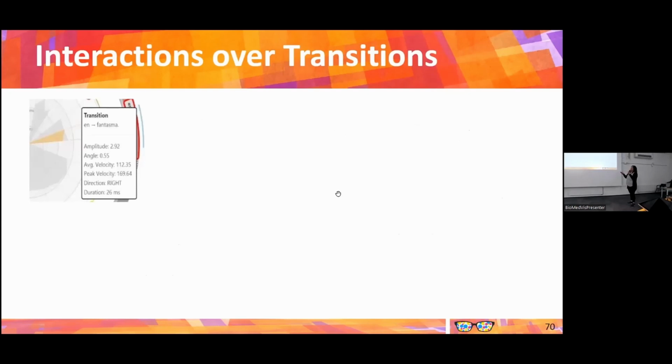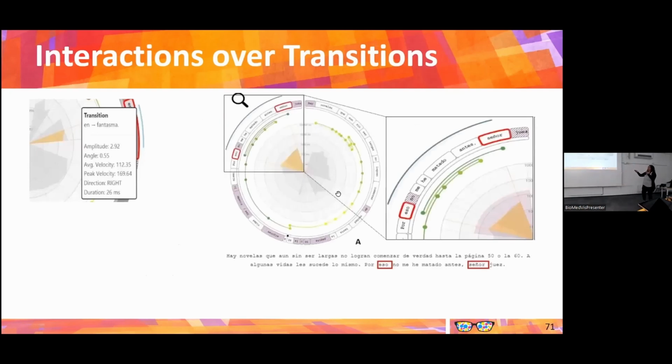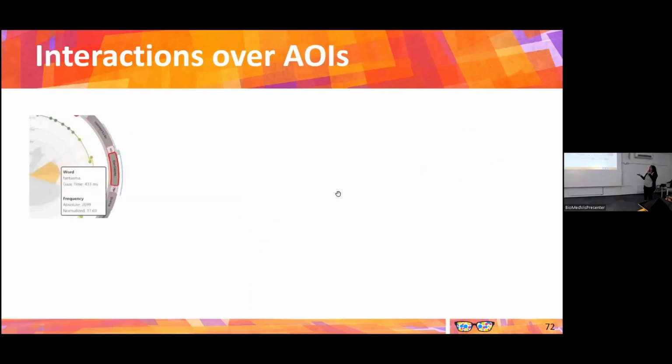If you put the mouse over the transition, you will see information about the transition. In this case, this transition goes from the word end to the word phantasma. End is in, phantasma is ghost. It doesn't matter. And if you click on a particular transition, you will get information about the words associated with this transition and also the time spent on these words regarding this transition. And also it will be highlighted in the stimulus.